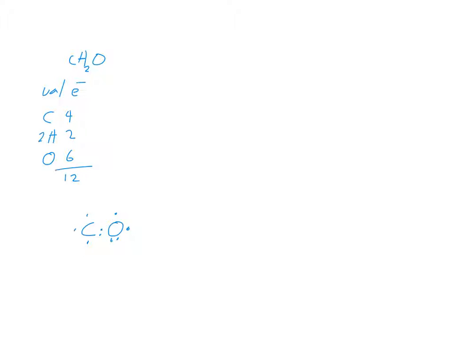Oftentimes, if we were doing this on an exam, it's not clear where we would put the atoms, the order of the atoms. I'll give you some kind of hint. So what we're going to do in this case, we're going to put the hydrogens on the carbon. So I'm going to put hydrogen here, and I'm going to put another hydrogen over here.